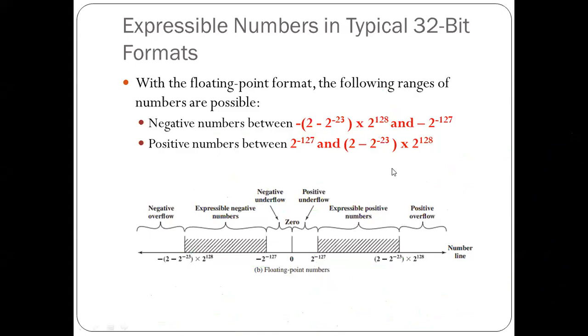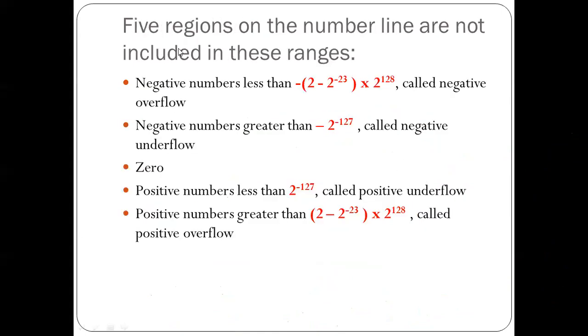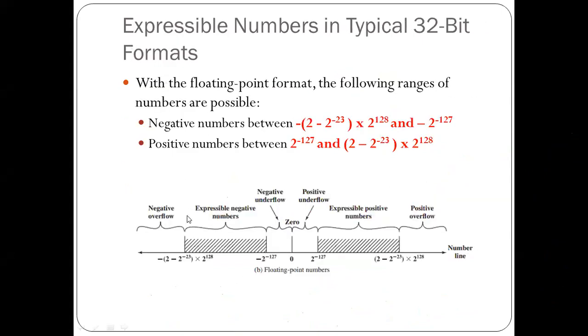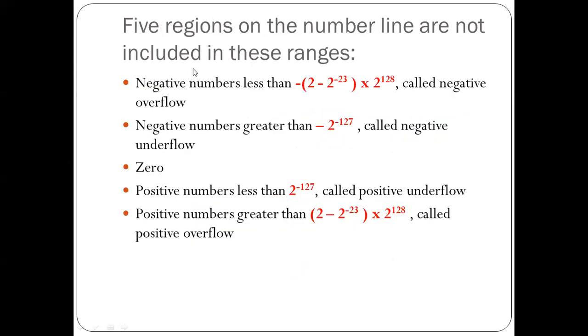Okay. And those 5 regions wherever we cannot represent have specific terms. We call them positive overflow, negative overflow, positive underflow, negative underflow. So the 5 regions on the number line which are not included in the floating point representation are negative numbers less than this value, negative numbers greater than this value. Similarly, 0 also we cannot represent.